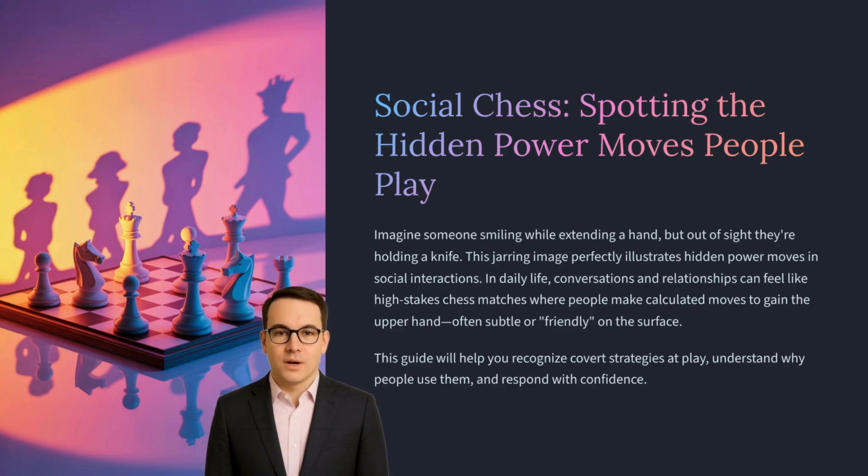These hidden power moves are the tactics individuals use to assert dominance, influence others, or protect their own status, all without coming across as openly aggressive. In this informative guide, we'll break down the concept of social chess and help you recognize the covert strategies at play. We'll explore why people resort to these subtle power plays and walk through common examples, from sly conversational tactics to passive-aggressive ploys and emotional manipulation. By the end, you'll be better equipped to spot the hidden moves people play, allowing you to respond with confidence and maintain control of your own narrative.